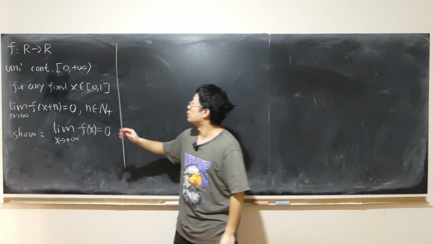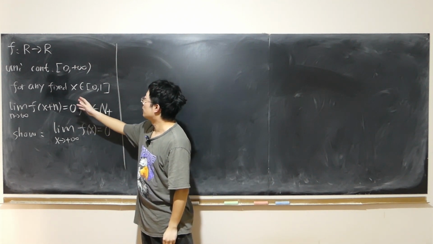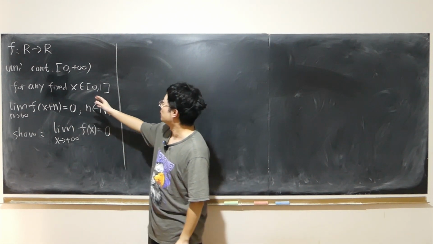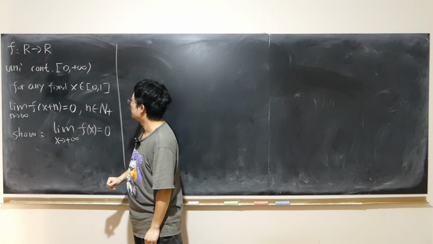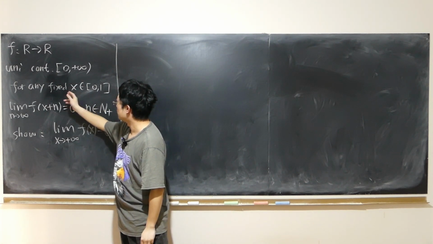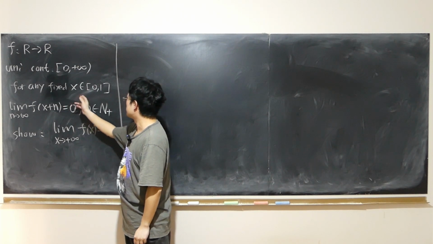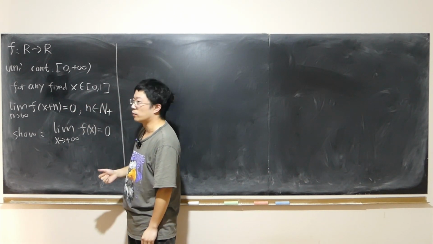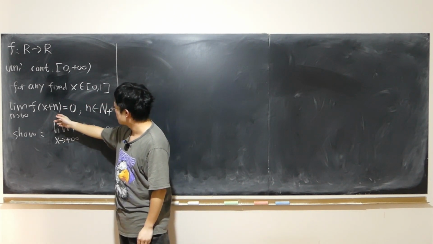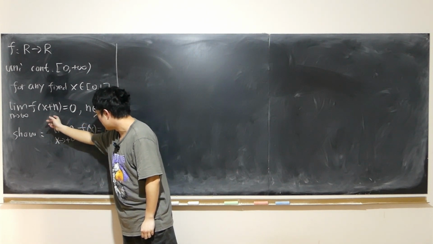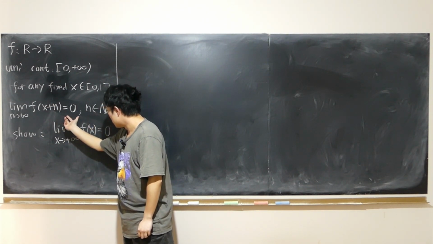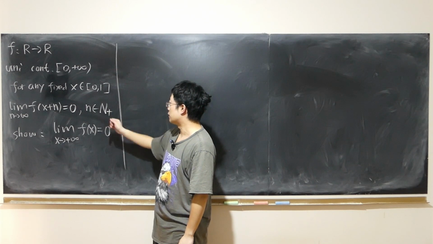where f is a function from real numbers to real numbers, given the function is uniformly continuous over 0 to positive infinity. This is an important condition, notice. For any fixed x in the closed interval 0 to 1, we have the limit of f of x plus n as n approaches infinity, x fixed, equals 0. n, of course, a natural number.